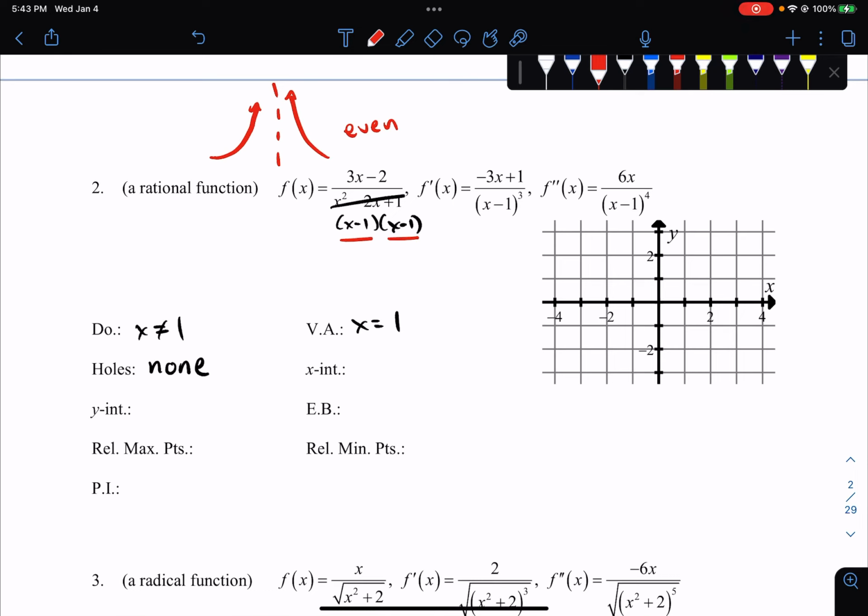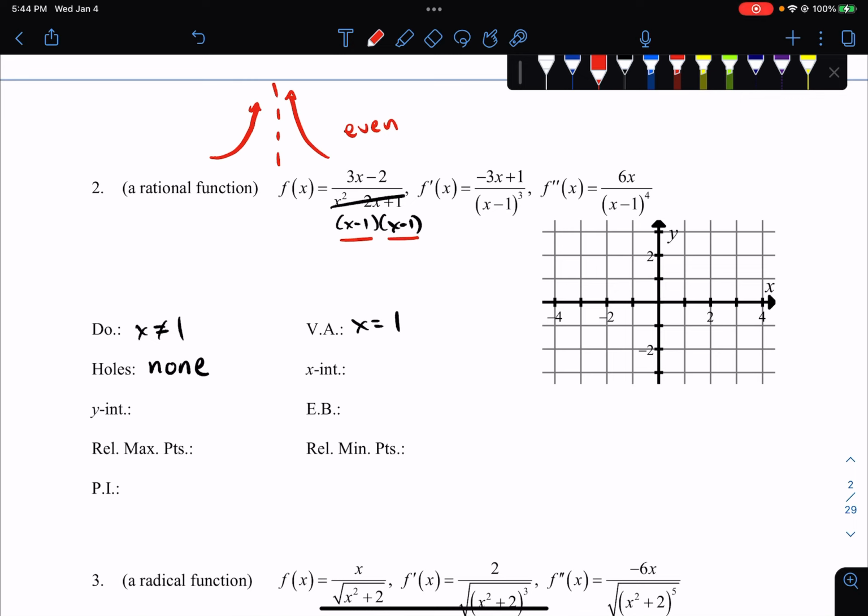If there were three x minus 1s, like if there was another x minus 1 here, if it was cubed, then I would still have the same asymptote. But if one side went up, the other side would go down. So they would be opposite. Whoa, I am doing all kinds of stuff I don't want to do. See what happens when I try to talk more than I should?